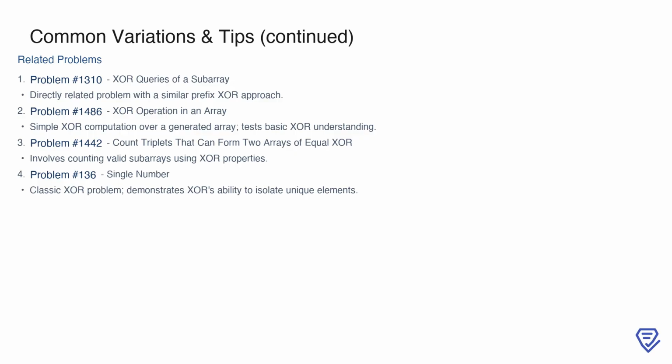Problem number 1442, count triplets that form two arrays of equal XOR, takes it a step further by requiring you to count valid subarrays using XOR properties. Finally, problem number 136, single number, is a classic XOR problem that demonstrates how XOR can isolate unique elements efficiently. Reviewing these related problems can deepen your understanding of XOR techniques and their applications.